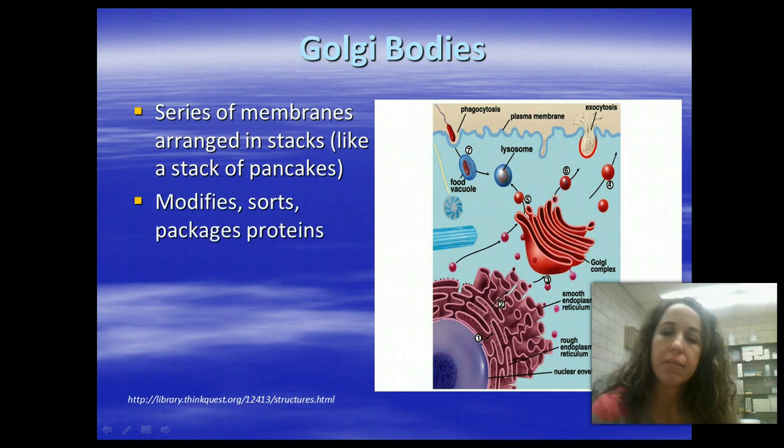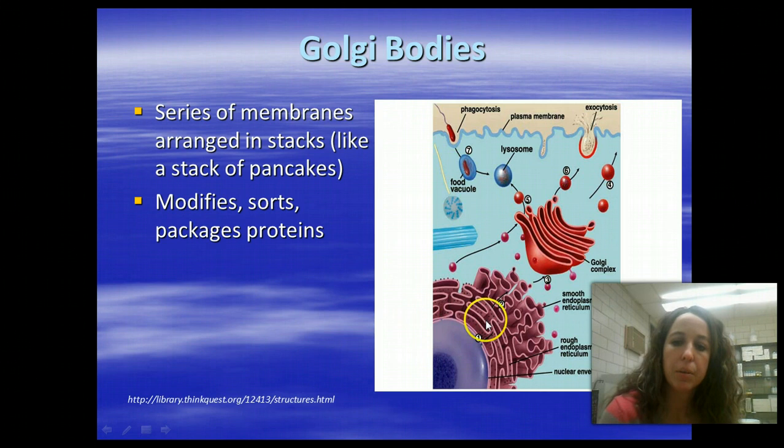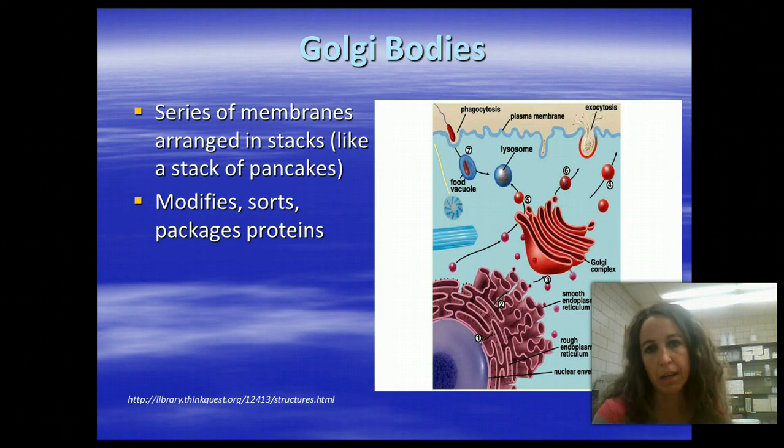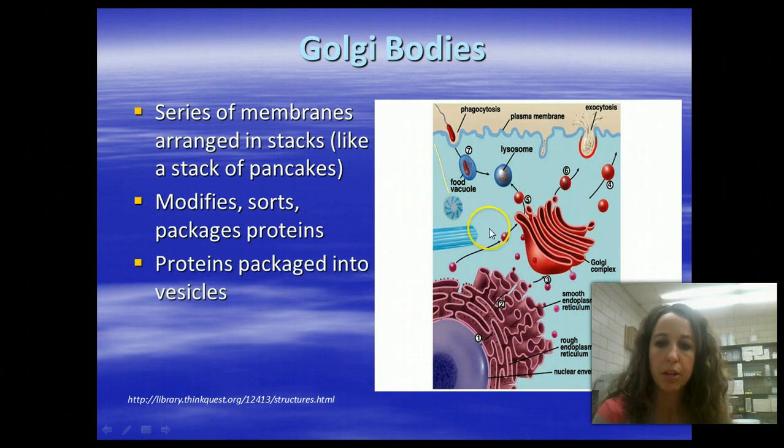Its function is to modify, sort, and package proteins. So once the proteins are made and transported, they go to the Golgi, and there they're going to be modified, which means to change them. You can add things to them, break them in half, sort them so they know where they're going to go, and then package them into these little vesicles. So they get packaged into what are called vesicles.